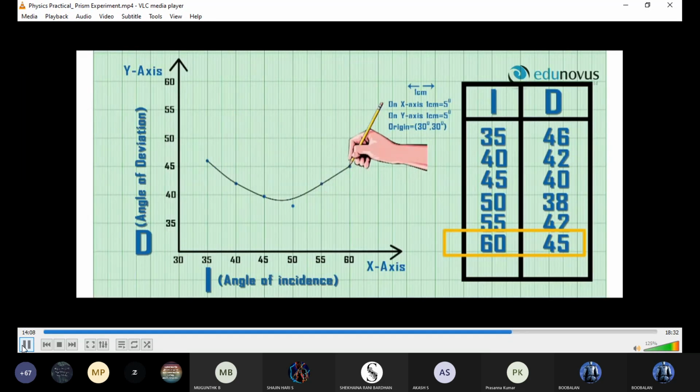Now, the lowest point on the line is identified and a perpendicular is drawn on the y-axis. The y-coordinate gives the value of angle of minimum deviation, dm. Here, the angle of minimum deviation is 39 degrees. See that reference point, this is 39 degrees. What is the dm or delta m? 39 degrees.